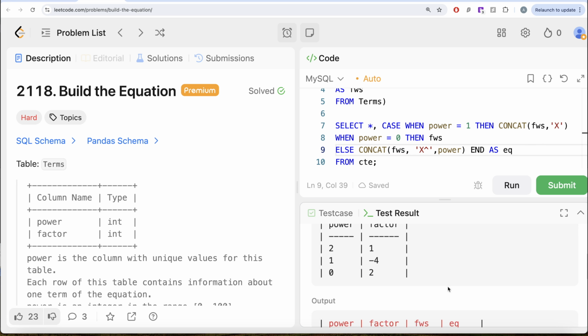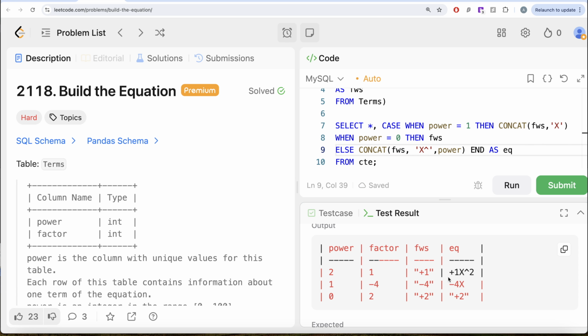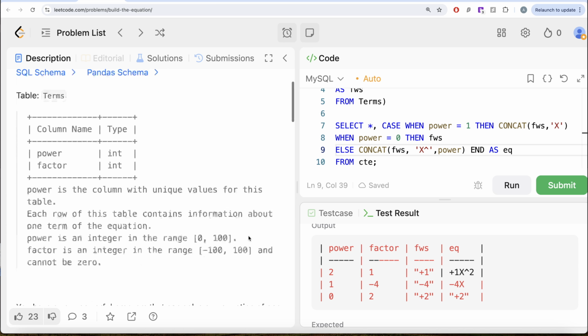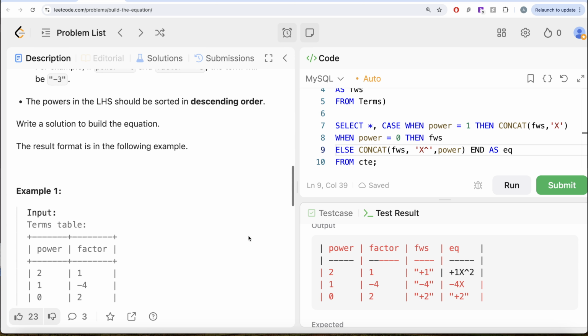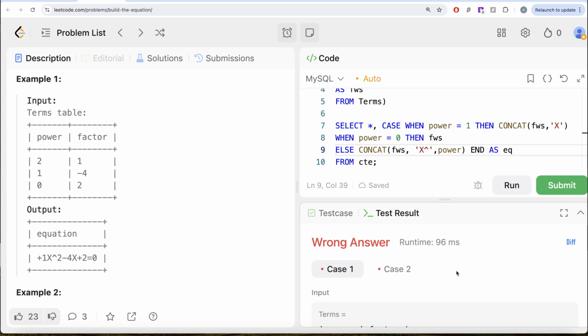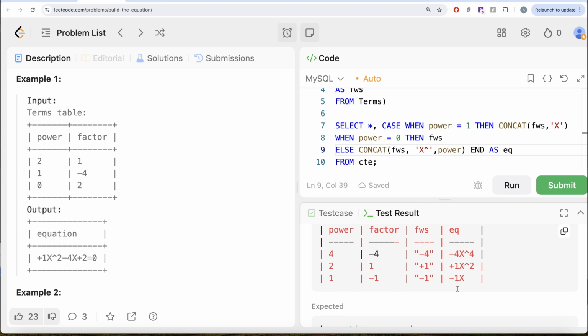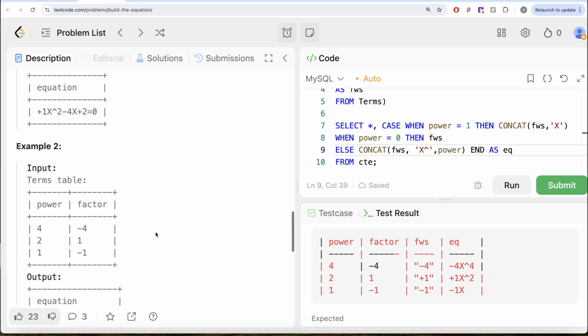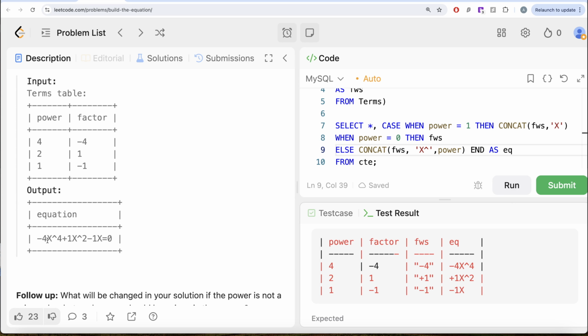So now if you look at this, what you have is plus 1x square minus 4x plus 2, right? So if you look at our output, it should be plus 1x square minus 4x and plus 2. Similarly, if I look at case 2, another example, it should be minus 4x to the power 4 plus x to the power 2 and minus 1. So now all this is present in individual terms.